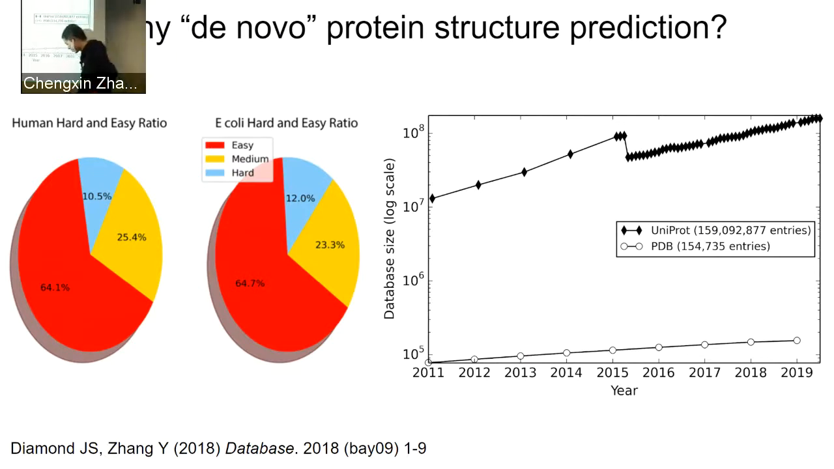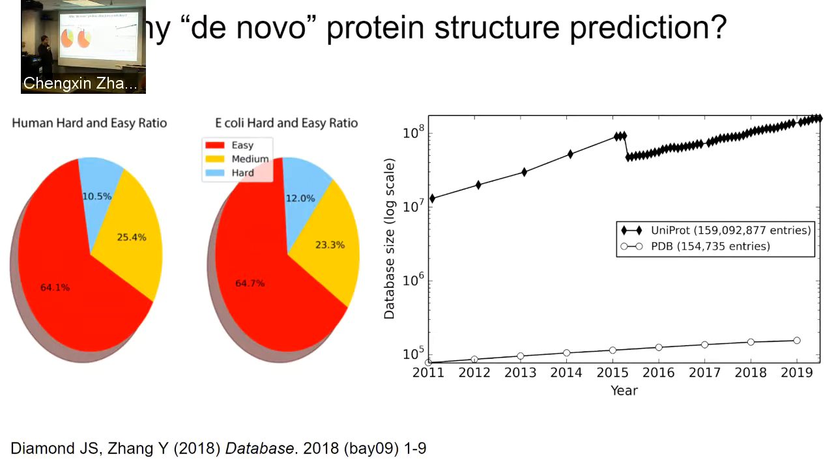To model them is not that easy. So here I showed for the human and E. coli proteomes how many proteins can be modeled by template-based methods, where the red portion are those that can be modeled by threading or template-based modeling. So for human and E. coli, around one third of their proteins cannot be accurately modeled by template-based modeling, and they need de novo structure folding.